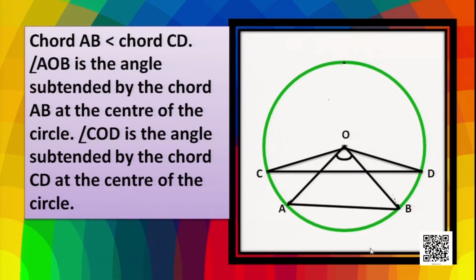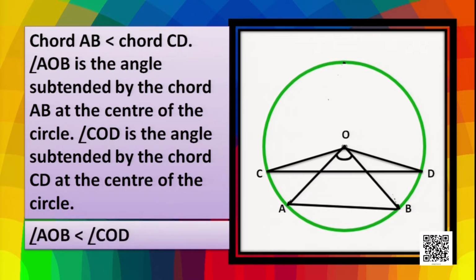So we can say if chord AB is less than chord CD, AOB is the angle subtended by the chord AB at the center of the circle, and COD is the angle subtended by the chord CD at the center of the circle. Then angle AOB is less than angle COD. That means the greater the chord, the greater the angle subtended at the center.